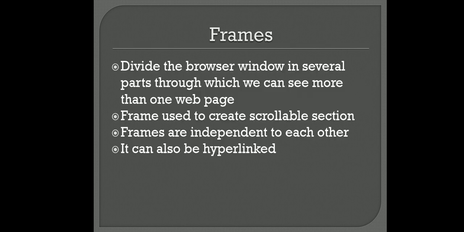What is a frame? A frame is where you want an HTML page to be divided into several parts, and other pages can be seen in them. That is called a frame. It can be scrollable, meaning your cursor can move up and down, or left to right, right to left. It is also independent of the other frames. It can have hyperlinks. The frameset can be linked, meaning if you want one of the pages linked in your frameset, you just put that frame in it, and then you can link it up.